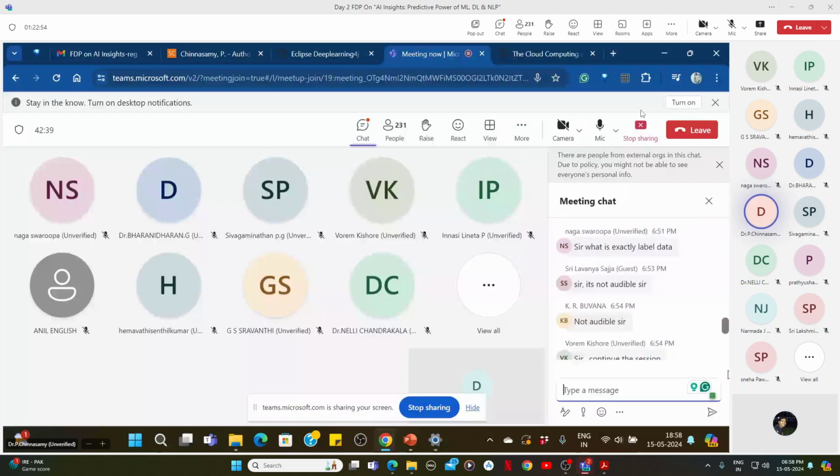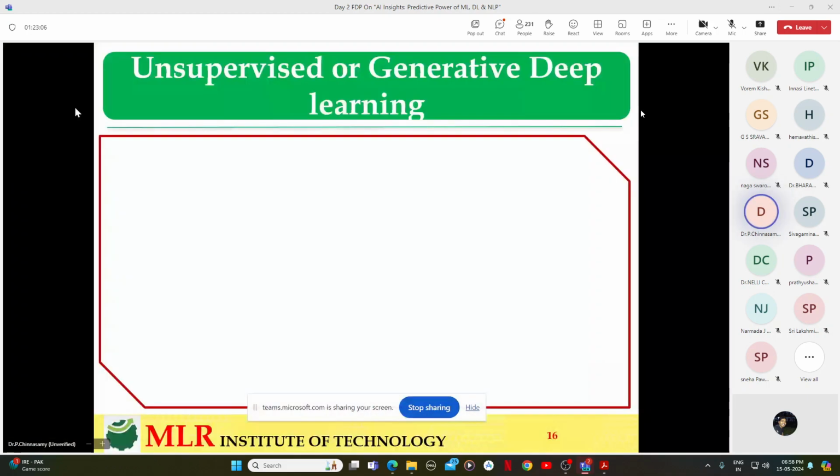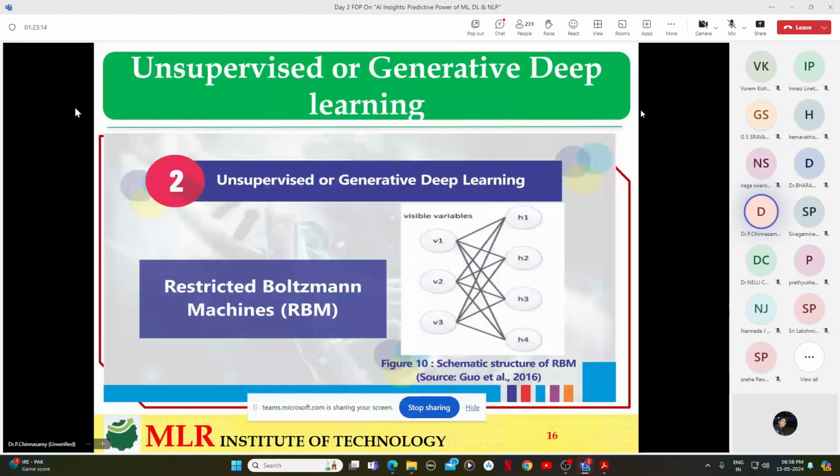Now we will continue. We are at the second architecture of deep learning, which is the unsupervised one. The main thing is that we have a lot of mathematical processing, and we call it restricted Boltzmann machines. What a human can see we call visible variables. From that, we extract by applying different concepts, which are fed into the hidden layers of our deep learning. Once the hidden layers process it, we get a final output.